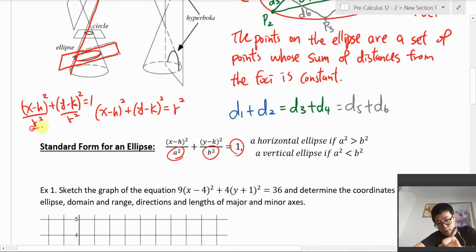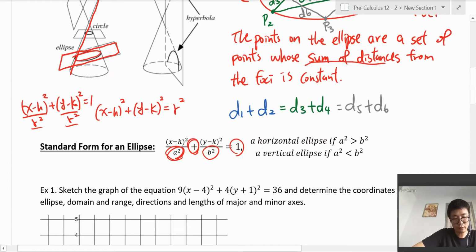If they were the same, then it's really just a circle. They are not the same, and that's why we call an ellipse a stretched circle. Because recall from the transformation unit, a squared is really just the horizontal expansion or compression factor, and b squared, same thing. It's just the expansion or compression factor vertically because it's with y.